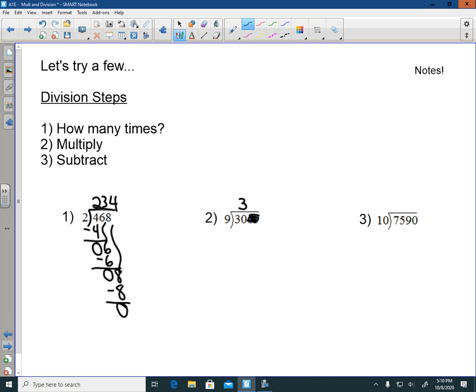And so I'm going to write it above the 0 just to remind myself that that's the number I'm working with. And now I want to multiply. 3 times 9 is 27. And then subtract. And this time I'm going to get a number. 30 minus 27 is 3.